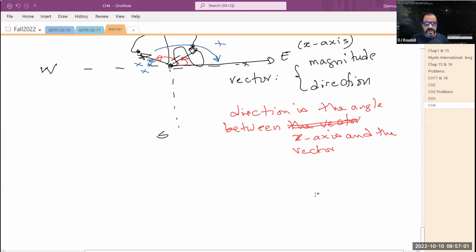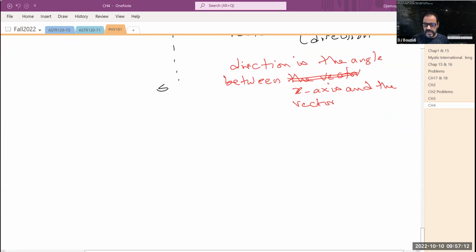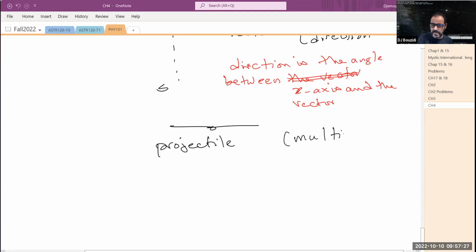For those who have seen it before, it's not really a big deal. But I really want to stop here today, because we're going to be talking about the other kind of motion, namely the projectile. I need it today. The projectile is another example of a two-dimensional motion, which is a multi-dimensional motion.